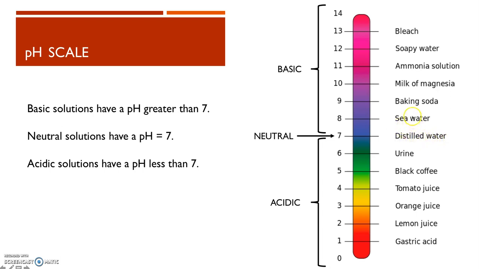Basic solutions have pH that are greater than 7, and acidic solutions have a pH that are less than 7. So stomach acid is here between 1 and 2, lemon juice, black coffee, etc. Baking soda, soapy water, soap and bleach are up here at the top of the list in the basic range.